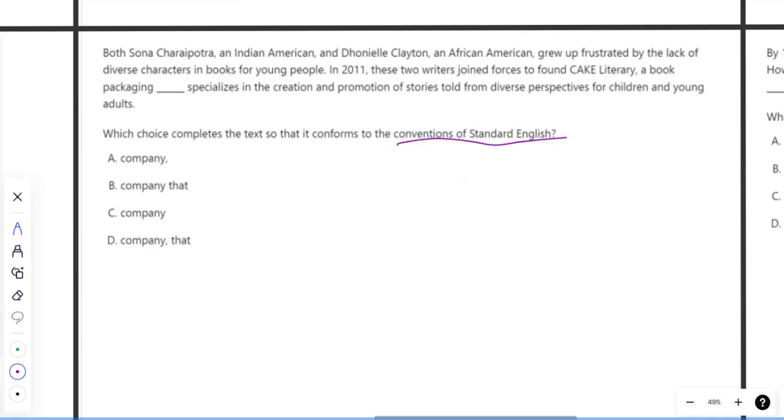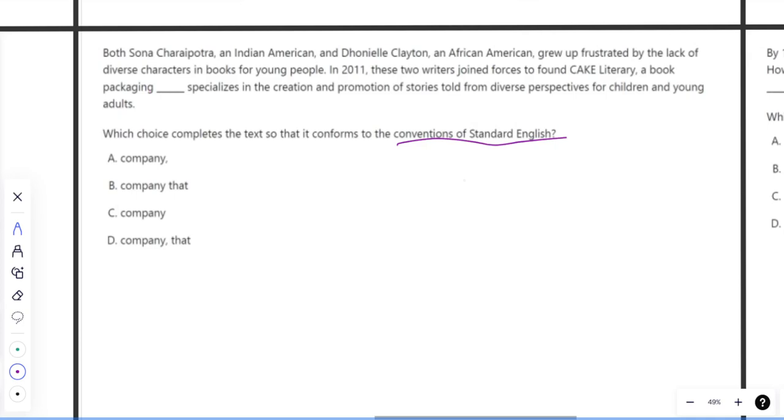It says: Both Sona Charaipotra, an Indian American, and Dhonielle Clayton, an African American, grew up frustrated by the lack of diverse characters in books for young people. In 2011, these two writers joined forces to found Cake Literary, a book packaging blank specializes in the creation and promotion of stories told from diverse perspectives.